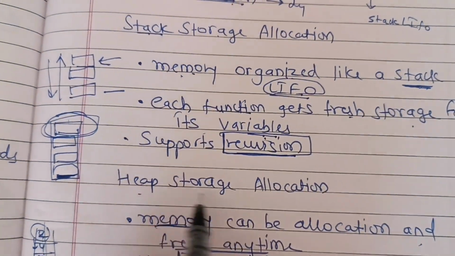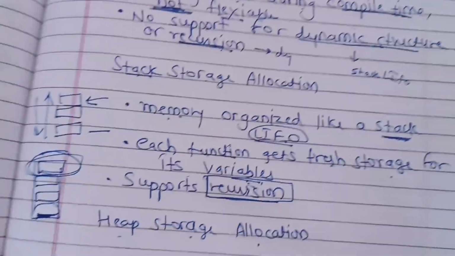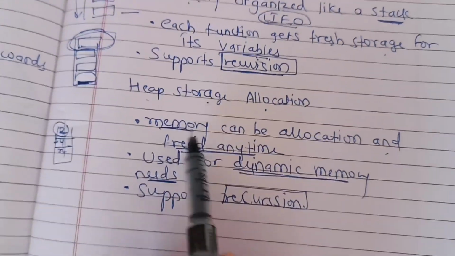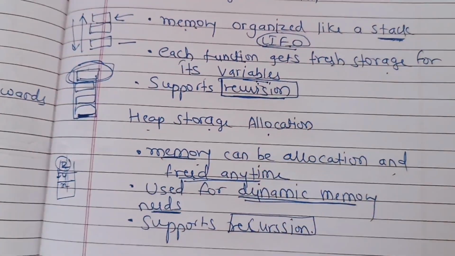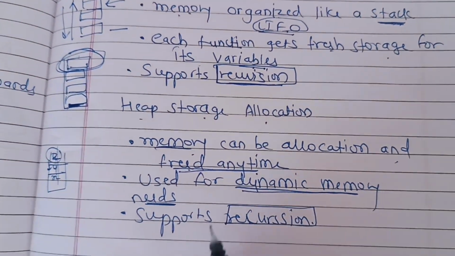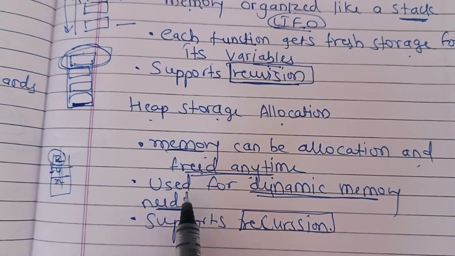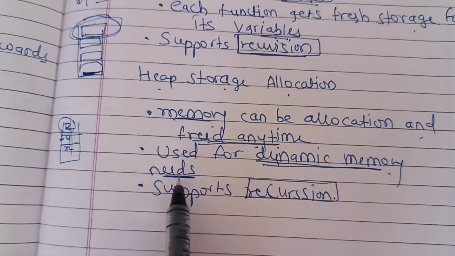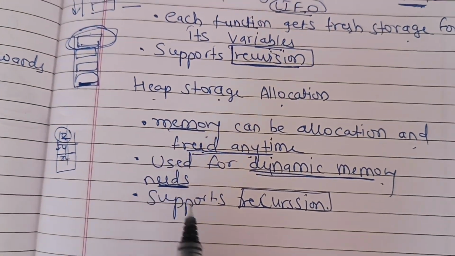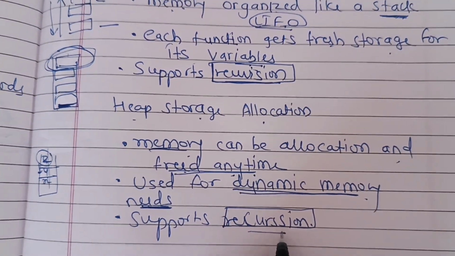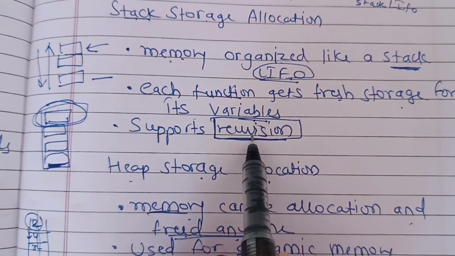Coming back to heap storage allocation. Heap storage allocation has memory which can be allocated anywhere and freed at any time, and it also uses dynamic memory. That's why we can support recursion, just like we can in stack storage allocation.